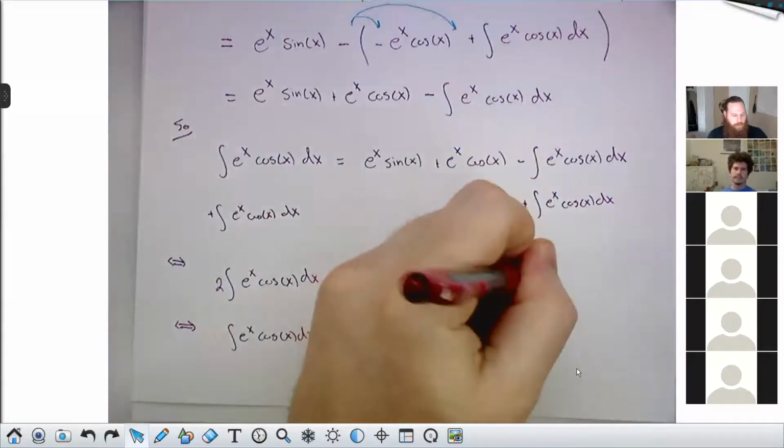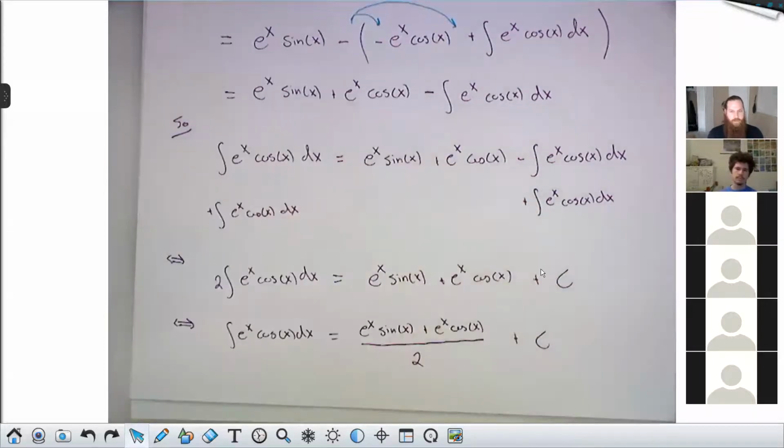Really, the right behavior is to add the plus c at this line, because at this line, you don't have any integrals on this side. You do have an integral on this side.